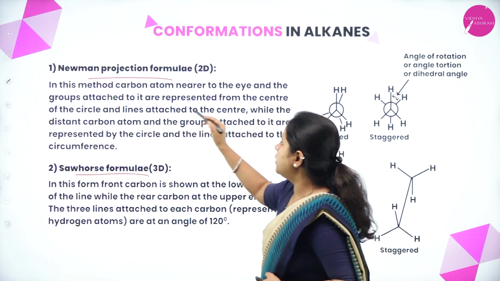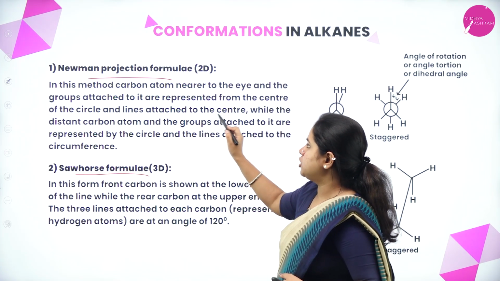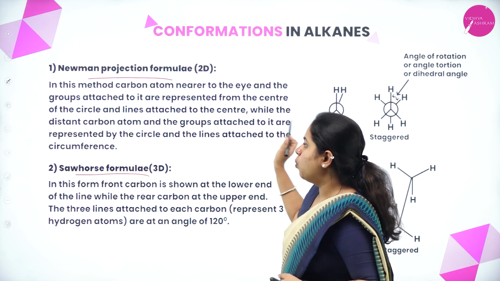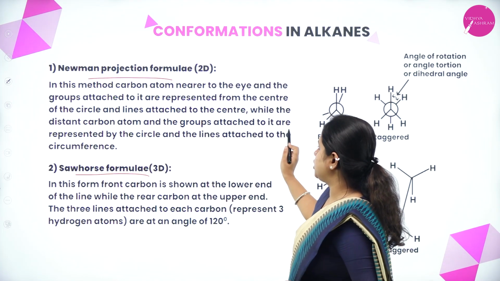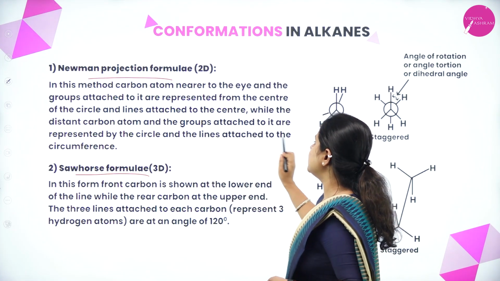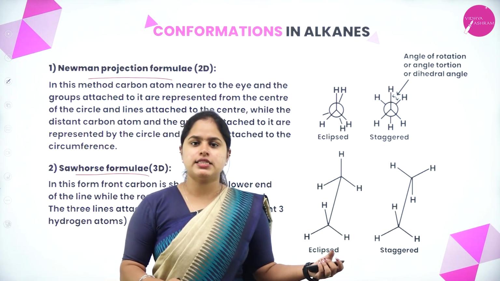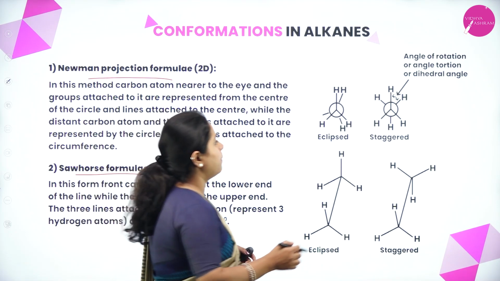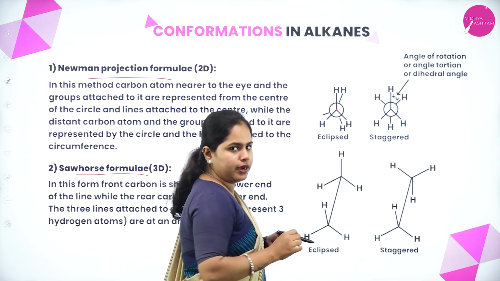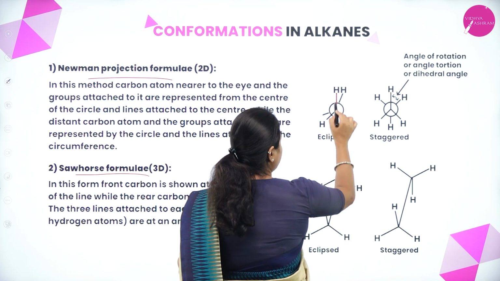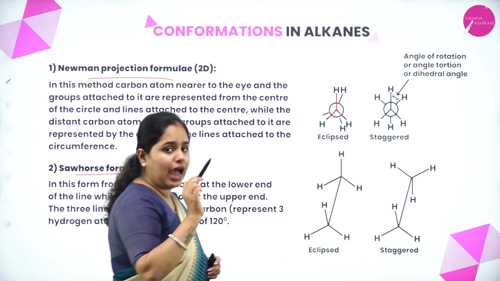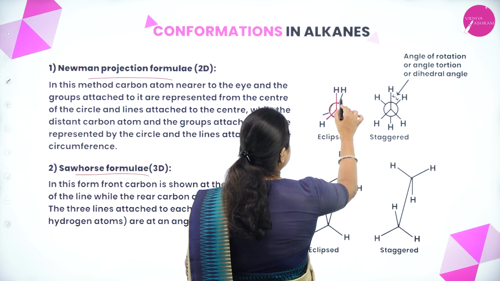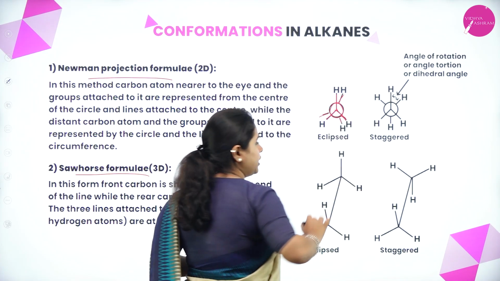In this method, the carbon atom nearer to the eye and the groups attached to it are represented from the center of the circle, with lines attached to the center, while the distant carbon atom and the groups attached to it are represented by the circle and the lines attached to the circumference. So, we have already studied this. That means if there are two carbon atoms, the carbon atom which is nearer to us is represented in the front, inside the circle, from here those three hydrogen atoms are represented. And the carbon atom which is far away from you is represented as a circle, and from the circumference we draw however many hydrogen atoms are there.